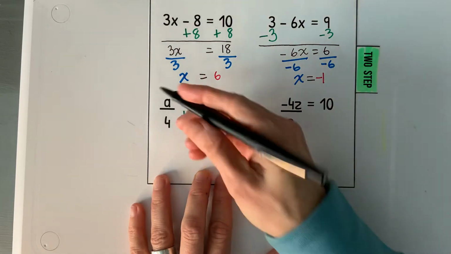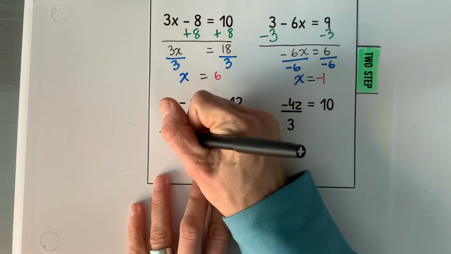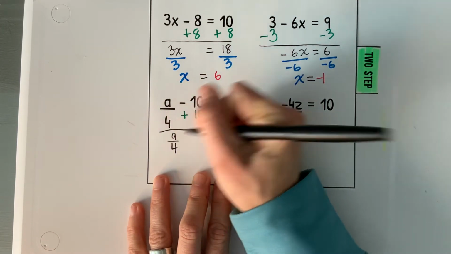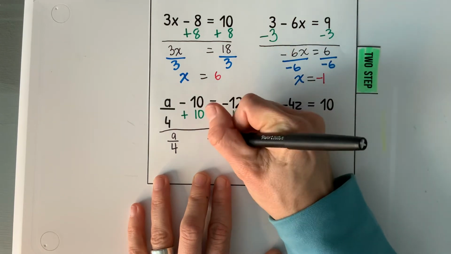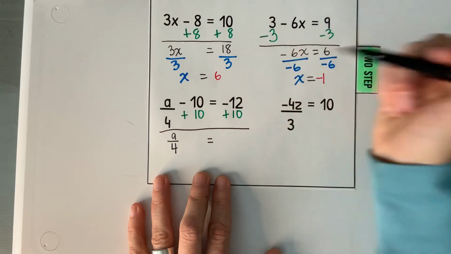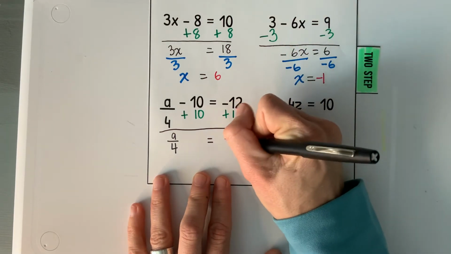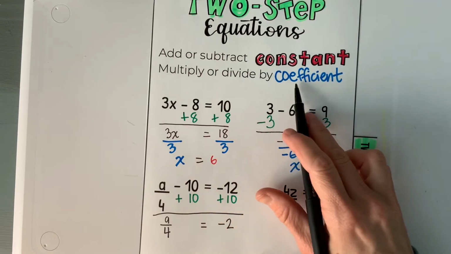Okay, and I will go ahead and put this horizontal line here. Okay, so I'm going to bring down my a over 4. This term has been eliminated. So I bring down my equal sign, and I can just leave a gap there, it's fine. Negative 12 plus 10, that's going to give me negative 2.